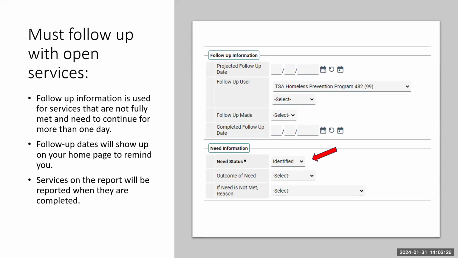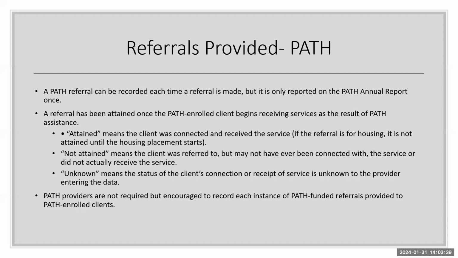Services on the report will be reported only when they are completed. So when you have a completion date, when the need status has been closed, and the outcome of the need has been tracked. Referrals are also tracked for PATH-funded projects in HMIS. A PATH referral can be recorded each time a referral is made, but it is only reported on the PATH annual report once a referral has been attained.